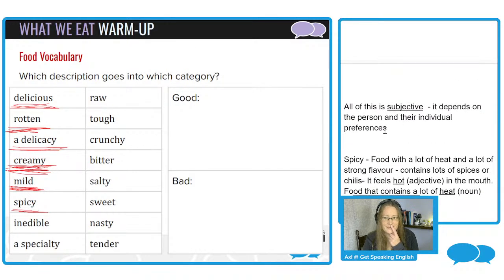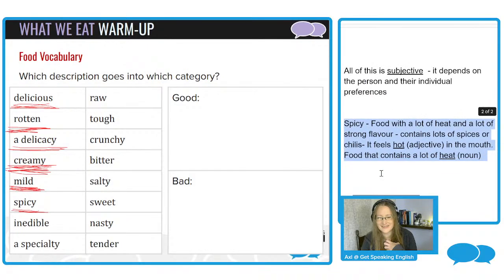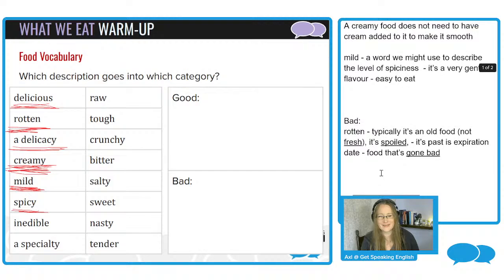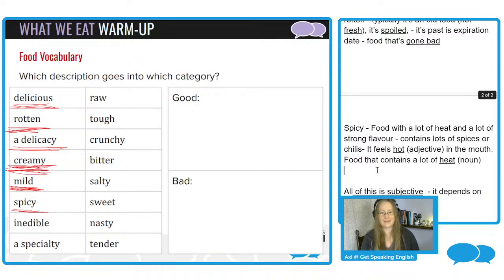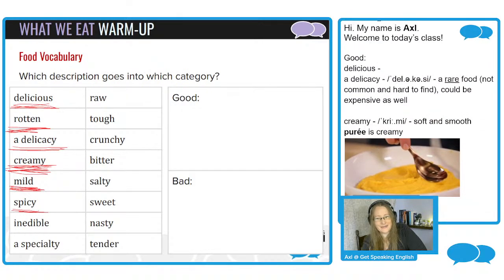Yeah, for you it's bad. Yeah, it depends on the person. So for me, that would be a great quality. I would love that. But extreme spiciness could definitely be kind of a bad quality, right? Let's put it in here. Let's put it under the bad category.